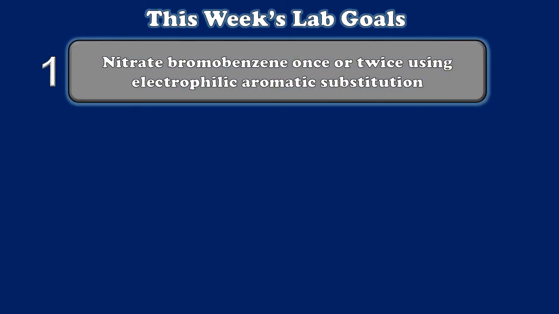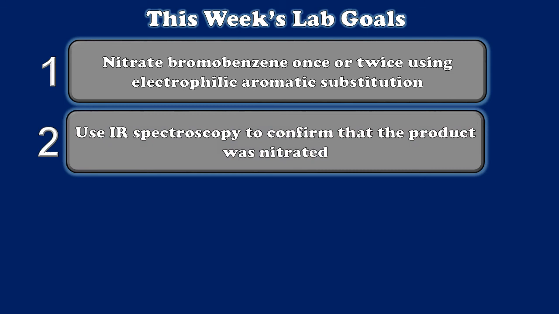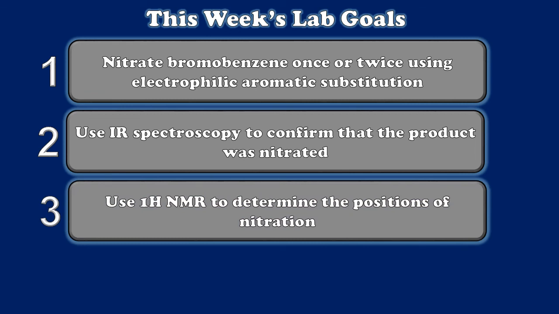This brings us to our goals for the week. Our goals in lab are the following. First, nitrate bromobenzene once or twice using an electrophilic aromatic substitution reaction. Next, we'll use IR spectroscopy to confirm that whichever product we formed has nitrate groups and only nitrate groups on it. Next, we'll use proton NMR to determine the position of those nitrations.